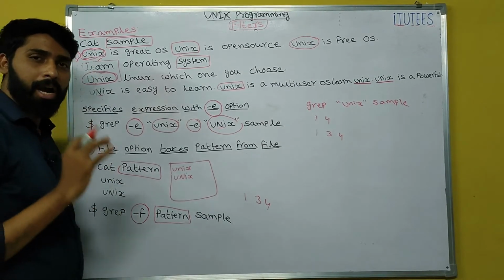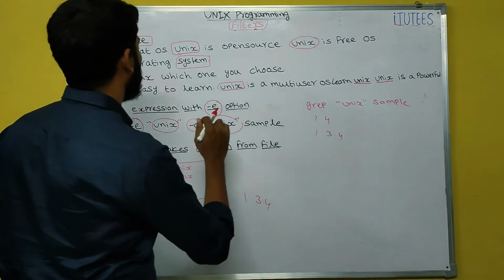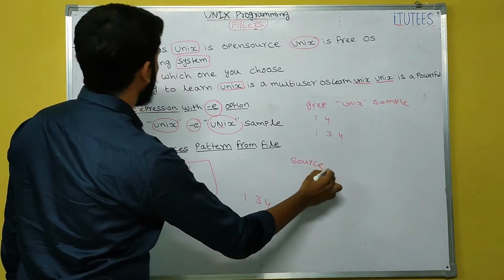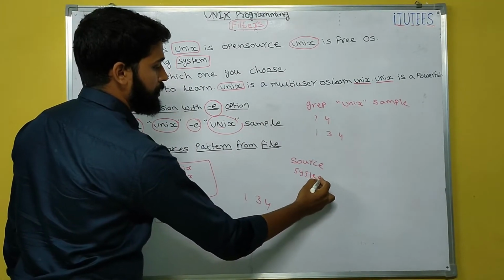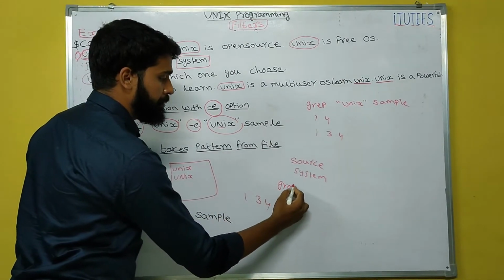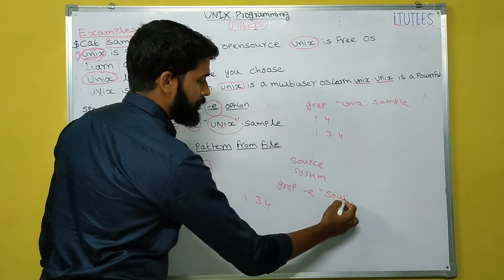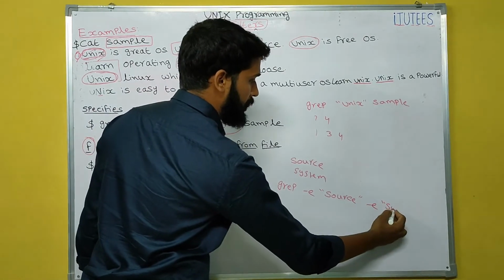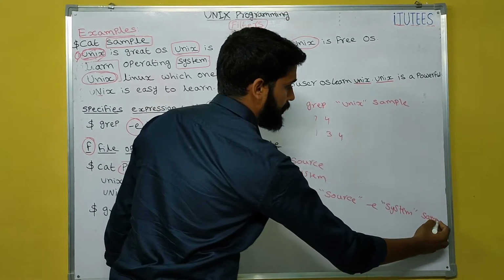So for example, I want to know all the lines containing source and containing system. Okay, so how can I write the command? grep -e "source" -e "system", and the file name is sample.